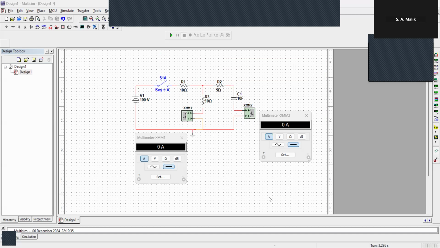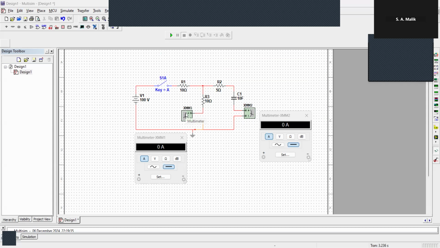In this session, we'll do the analysis of the circuit that was given to you as an assignment. Here we have created the circuit in Multisim. In the circuit, we have a 100-volt source connected to a 10 ohm resistor, a 10 ohm resistor, a 5 ohm resistor, and a 10 farad capacitor.